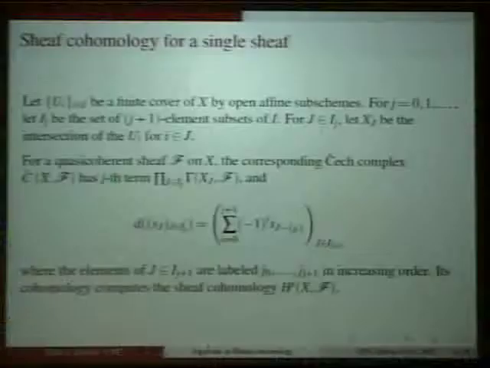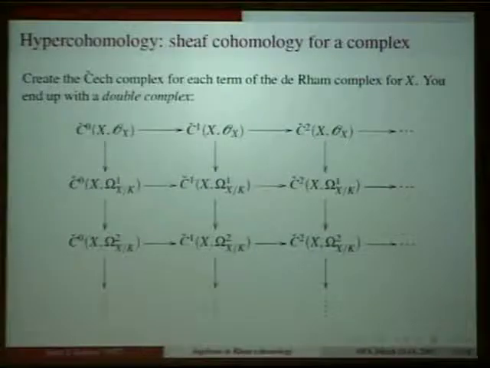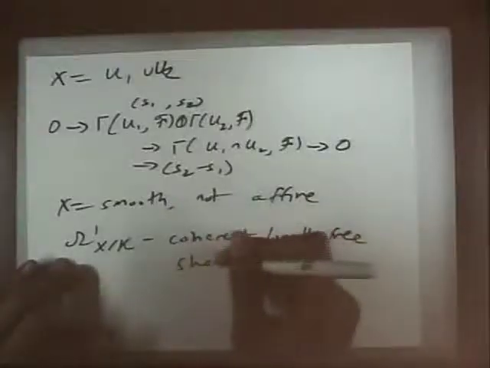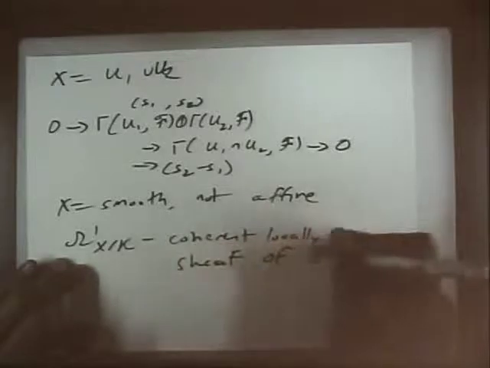Okay, so that's how you compute sheaf cohomology for a single sheaf. But what we want to do is take the de Rham complex on X. So say X is smooth but not necessarily affine, then omega 1 still makes sense, but now it's a sheaf. It's a coherent, locally free sheaf of OX modules.